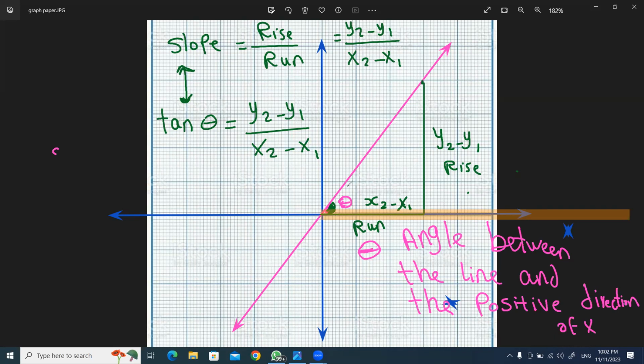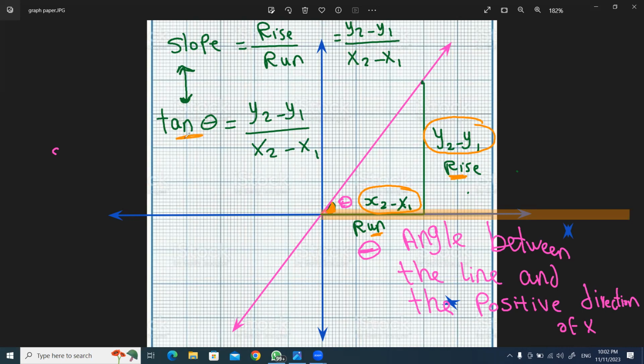What if I asked you about the slope of the line? You know that the slope is the change in y over the change in x. It's y2 minus y1 over x2 minus x1. That's right. Or we can say the slope is the rise over run, as you know.